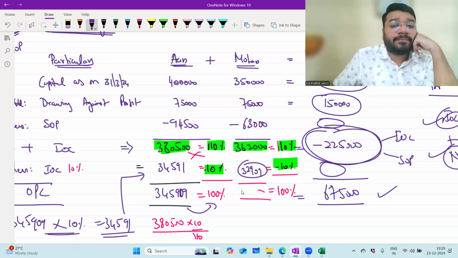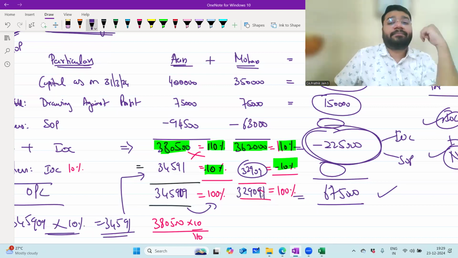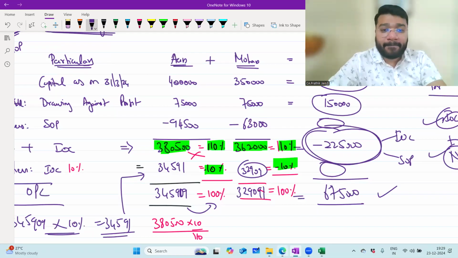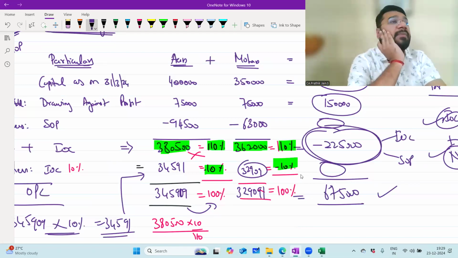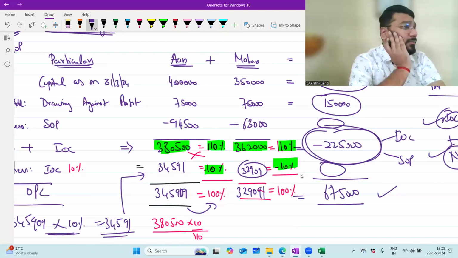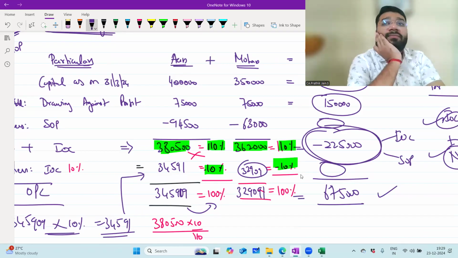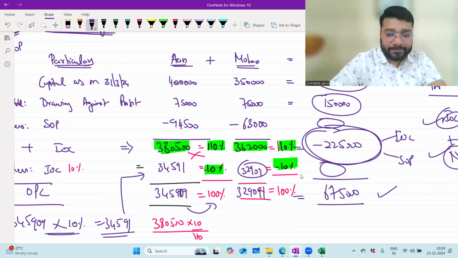What is the opening capital? 329,091. That's all. Any difficulty? You can ask me if you have any doubts. This is indeed a tricky question, hence I did it in the revision also. Please tell me if you have any doubts here.